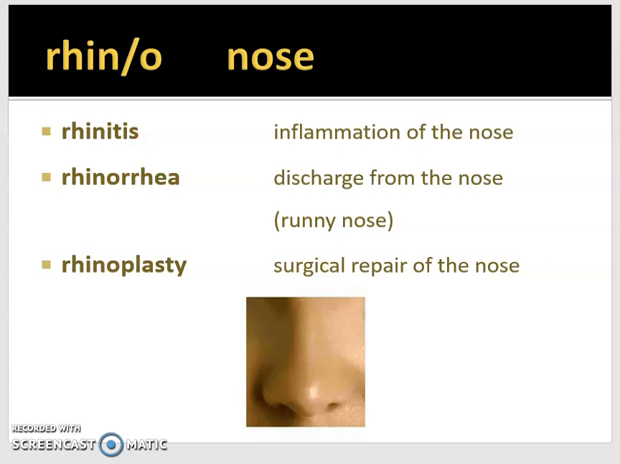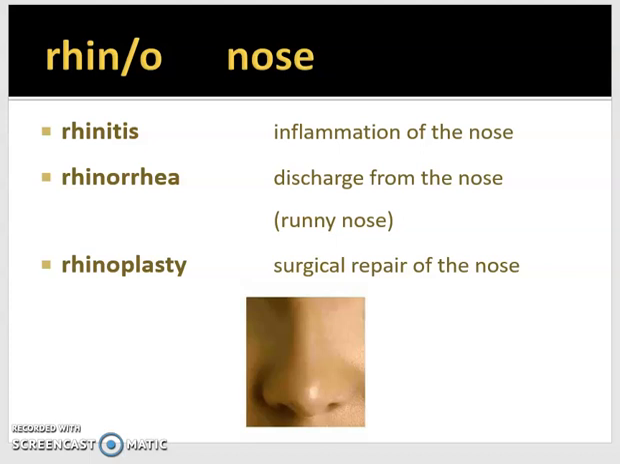Rhino is also a combining form for nose, and it makes me think of rhinoceros. And if you think of a rhinoceros, they have that great big horn out in front of them. And so that's the correlation I use to remember that rhino means nose. Rhinitis would be inflammation of the nose. That would accompany a common cold. Also accompanying a common cold would be rhinorrhea, and that is discharge from the nose, in other words, a runny nose. And of course, there's rhinoplasty, which is surgical repair of the nose.